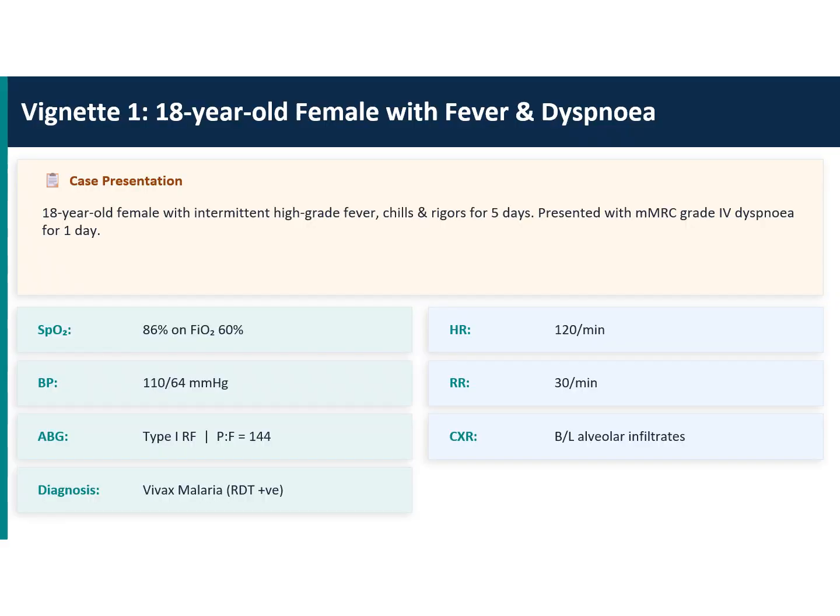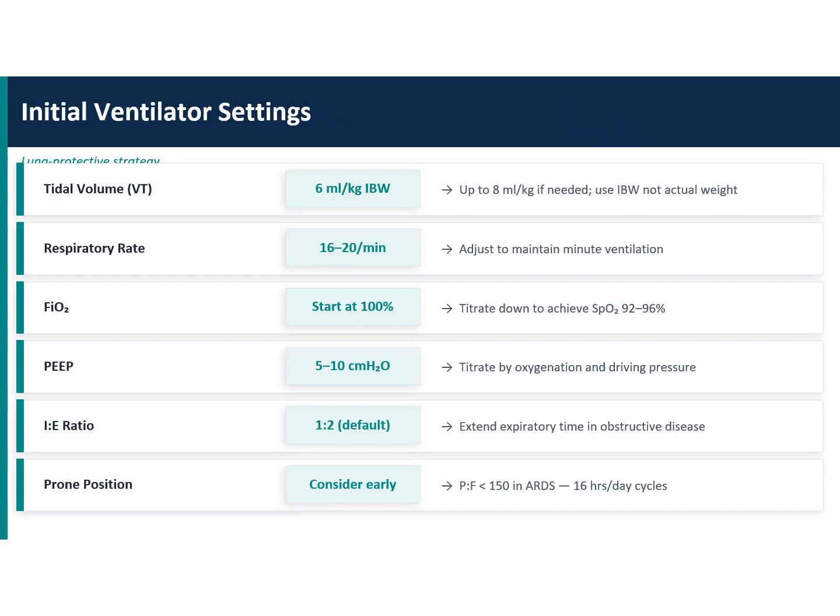This is an 18-year-old female with fever and dyspnea. She was diagnosed with malaria and ARDS. Basically, she has a very bad PF ratio of less than 150, and the patient is breathing at 30 per minute. She is tachypneic, and when you see the X-ray, there are bilateral lung infiltrates.